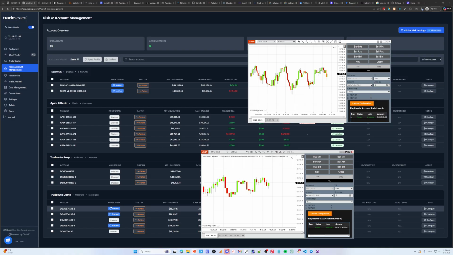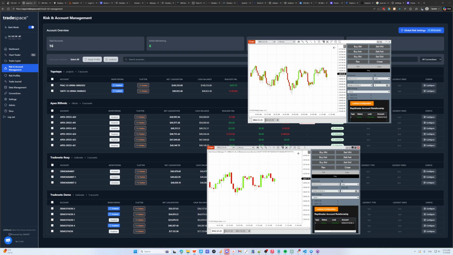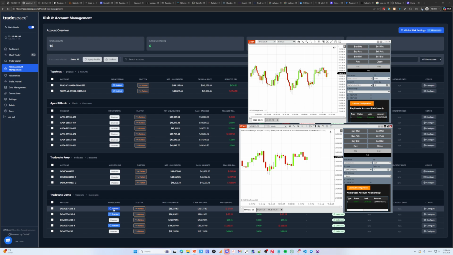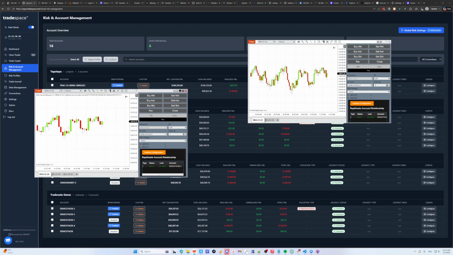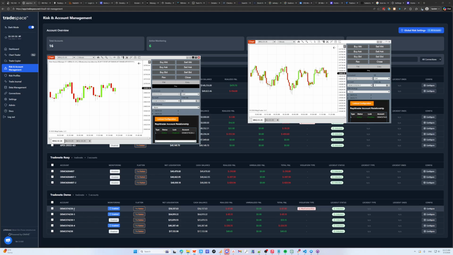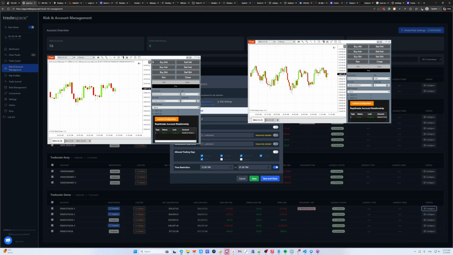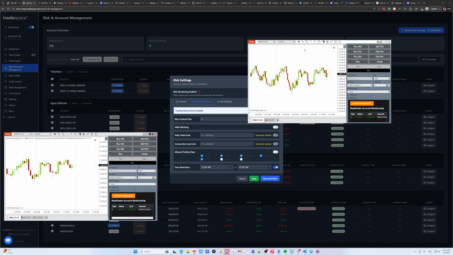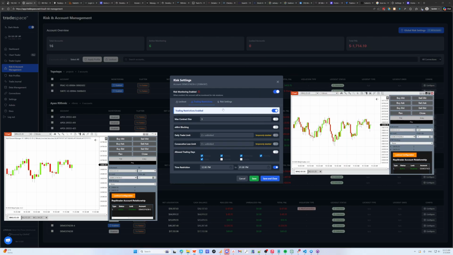So when it comes to risk management, the one thing that you must make sure of is that risk monitoring is enabled. If this isn't enabled, no risk management processes will occur. So let's take this account here, ending in dash two. So if we pull this up, let's get that out of the way. We see that risk monitoring is enabled and trading restrictions is enabled.